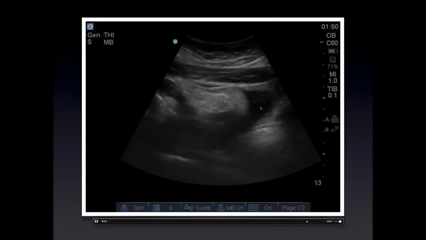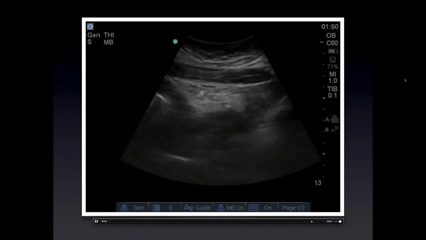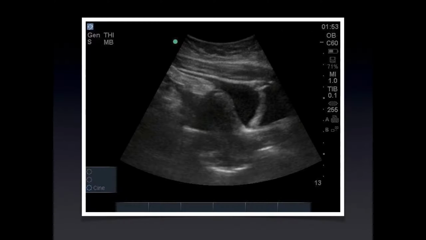So this stuff here is all large amount of free fluid in the anterior cul-de-sac, as well as the stuff over here. That's still the same again. Uterus, cervix, vaginal stripe, bladder, large free fluid in the anterior cul-de-sac.